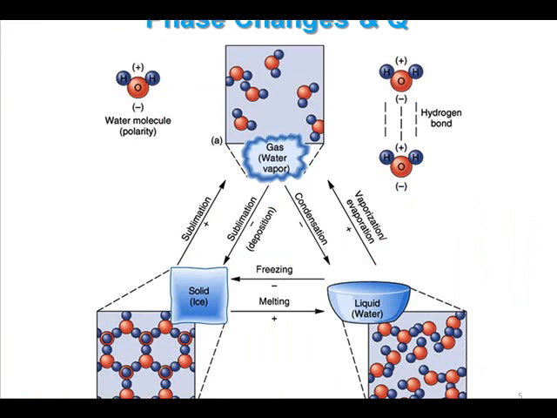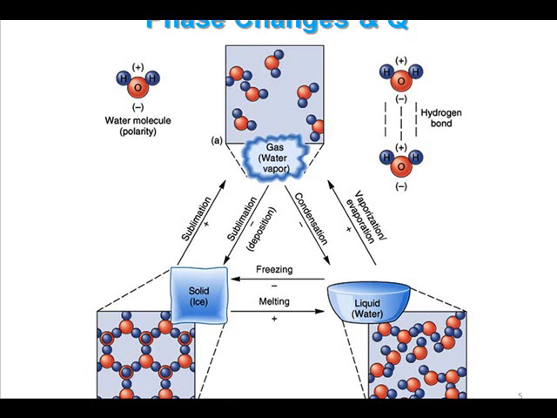Now here's kind of a summary of what we've just looked at. It's a very busy diagram, so let's try to take a look at how it goes. If you look on the lower left, that's solid ice. Notice how orderly all the molecules are, and that's because the intermolecular forces, the IMF, are strong enough to hold it in an orderly environment.